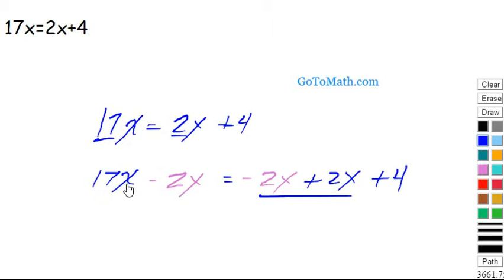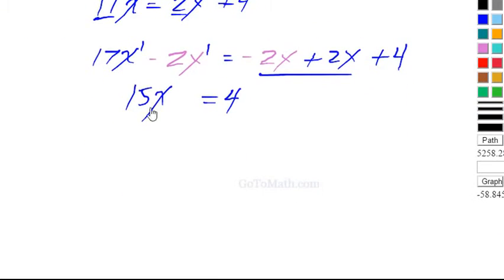So we have 17 minus 2. These are both like terms, and if they're like terms, we can add them. They're like terms because they both have a power of 1 and the same variable. So 17 minus 2 is 15x. That goes to 0, and then we're left with a 4 here. Now we're going to multiply both sides by the reciprocal, because we need to get a 1 here.